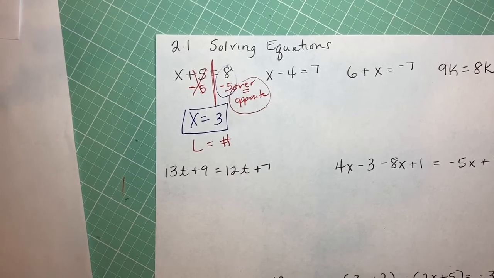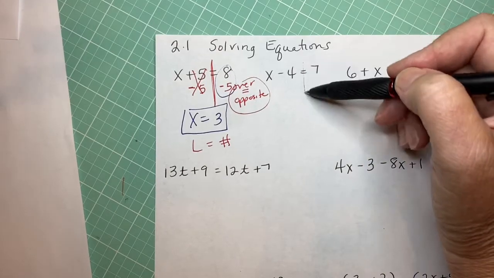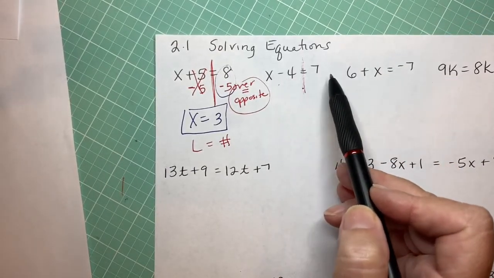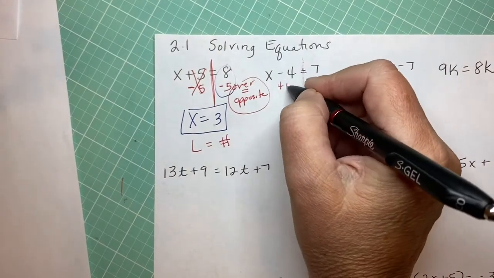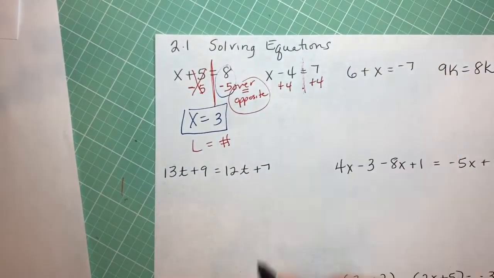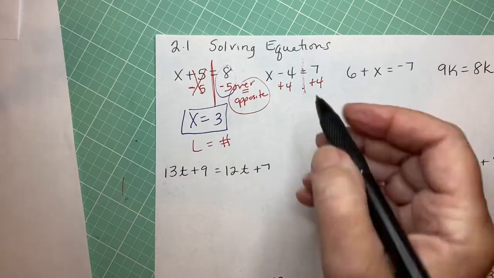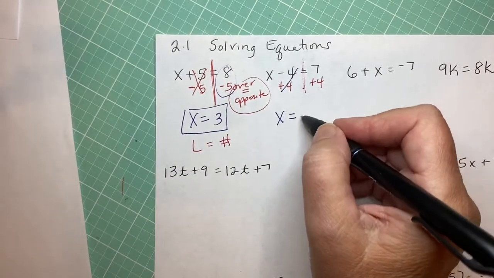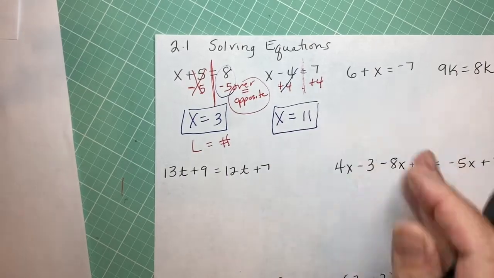This next one's the same way, just be aware of that equal sign. It's right here. This -4, I want to move it over the equal. I want to go to the other side, so I'm just going to do the opposite of subtract 4, which is add 4. And that's going to cancel that out, and x is going to equal 7 plus 4 is 11.